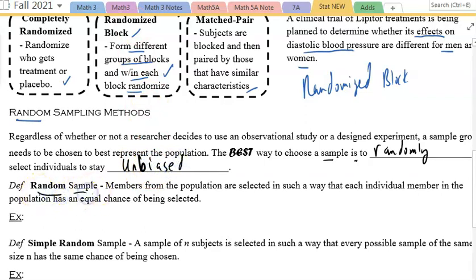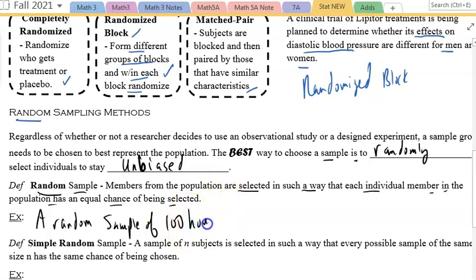Definition. A random sample is one where members from the population are selected in such a way that each individual member in the population has an equal chance of being selected. An example, a random sample of 100 households.